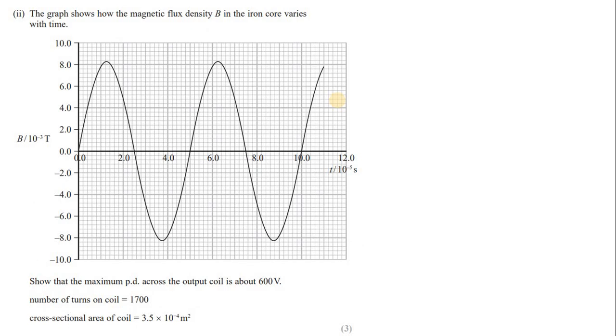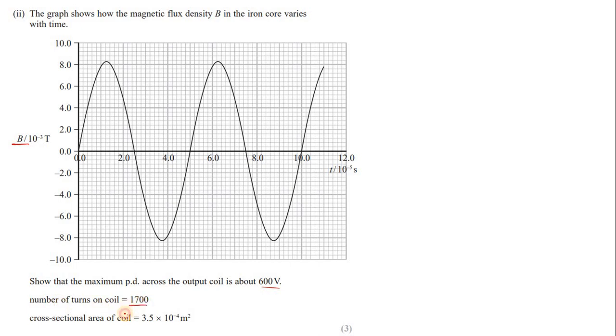Question number 2 is part 2 of that question. The graph shows how the magnetic flux density B in the iron core varies with time. This is magnetic field in Tesla, and time in seconds. Show that the maximum potential difference across the output coil is about 600 volt.